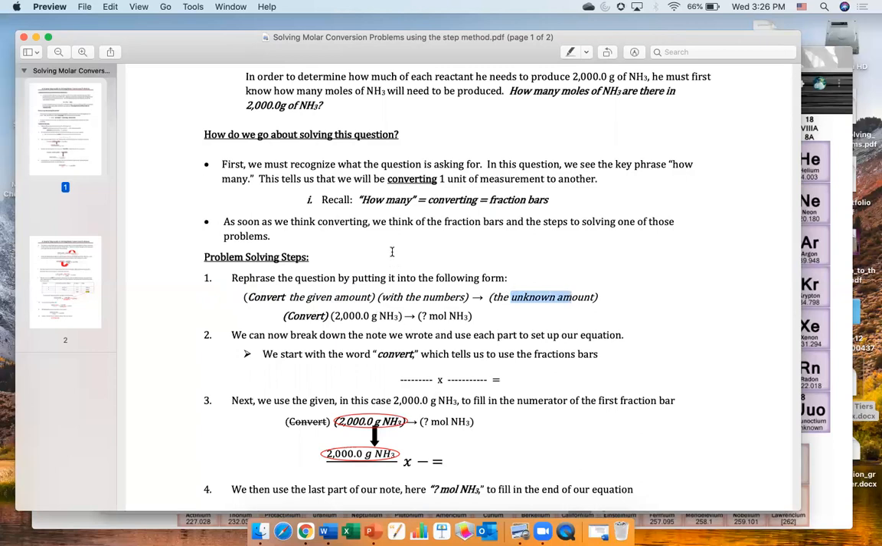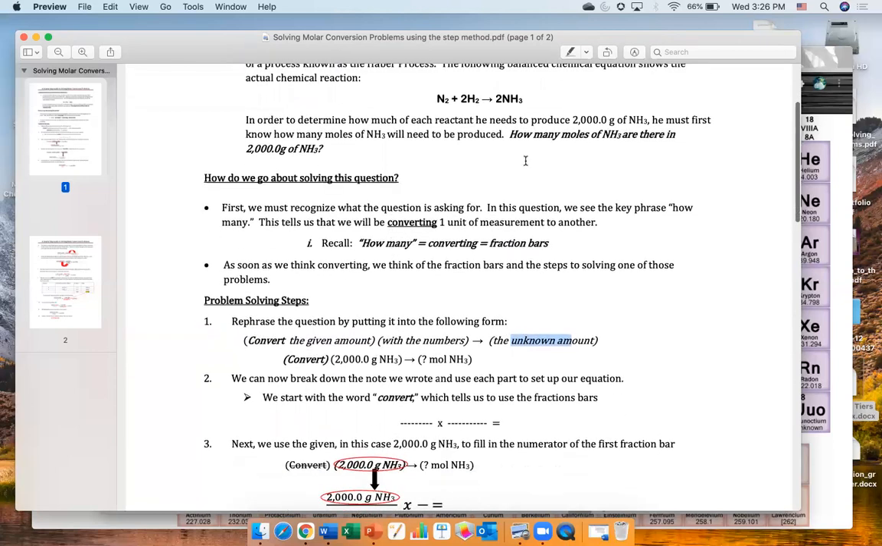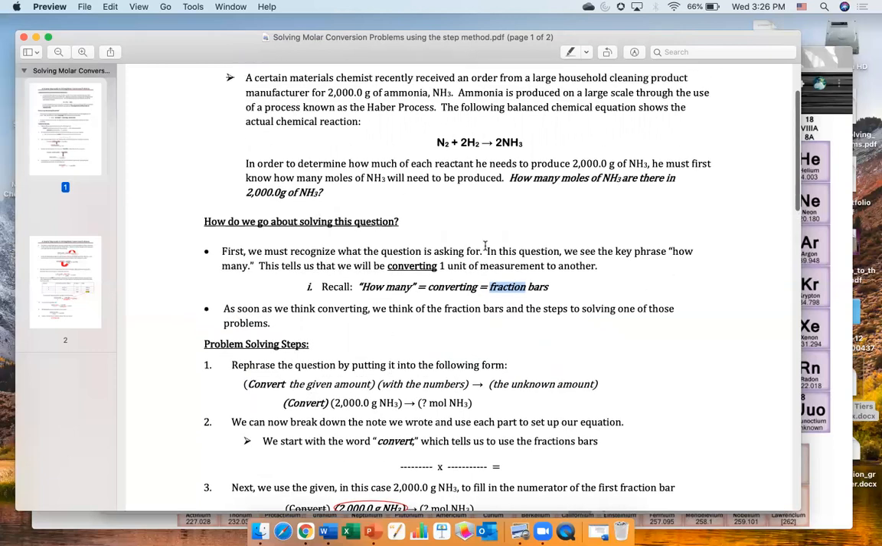So that's what we have here. If we look at this question, I see the phrase how many, so I'm going to think fraction bars, and then I'm going to say convert. That means I'm going to need to rewrite this. The very first thing I'm going to do is write down the word convert. Then in the next set of parentheses, I'm going to write down whatever I've been given. So here I go back into the question.